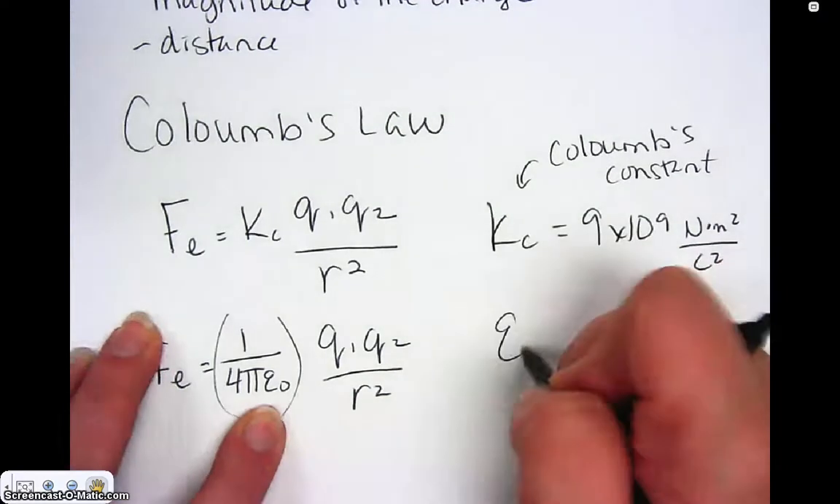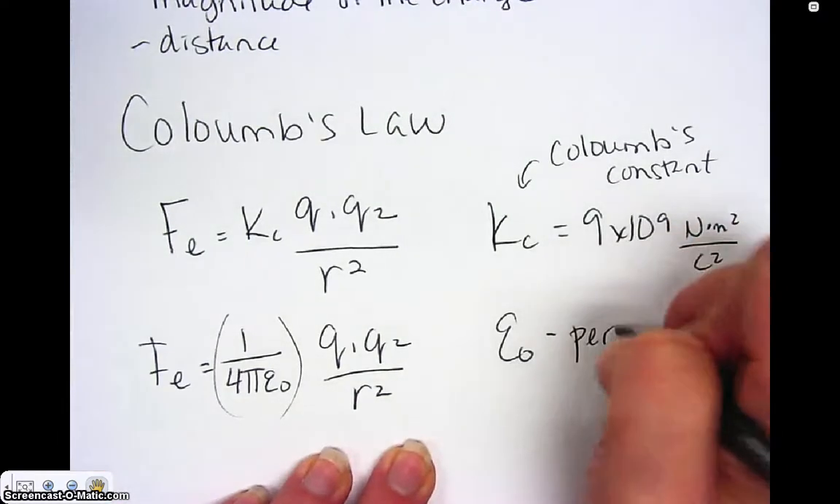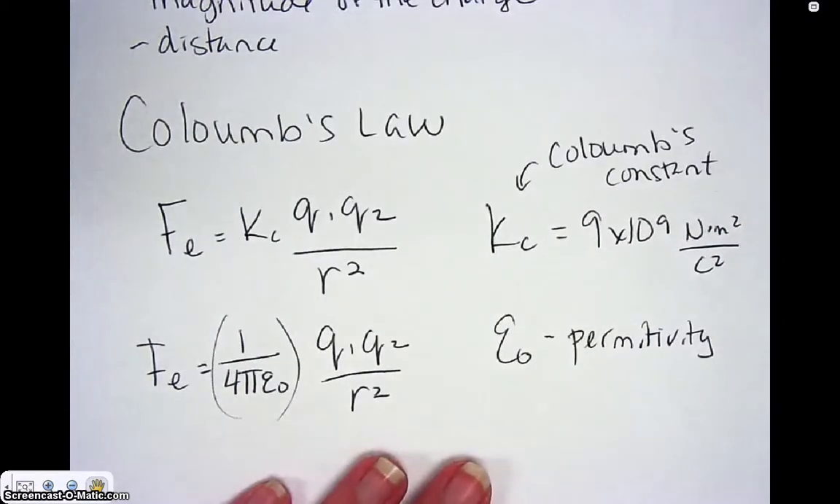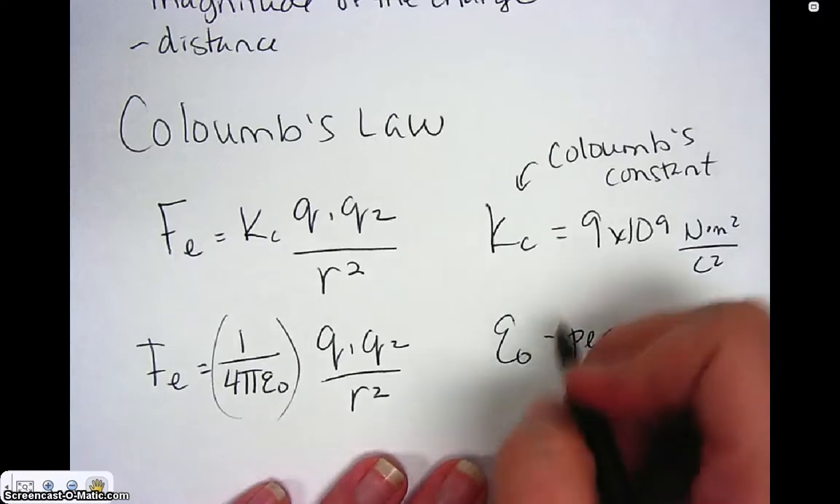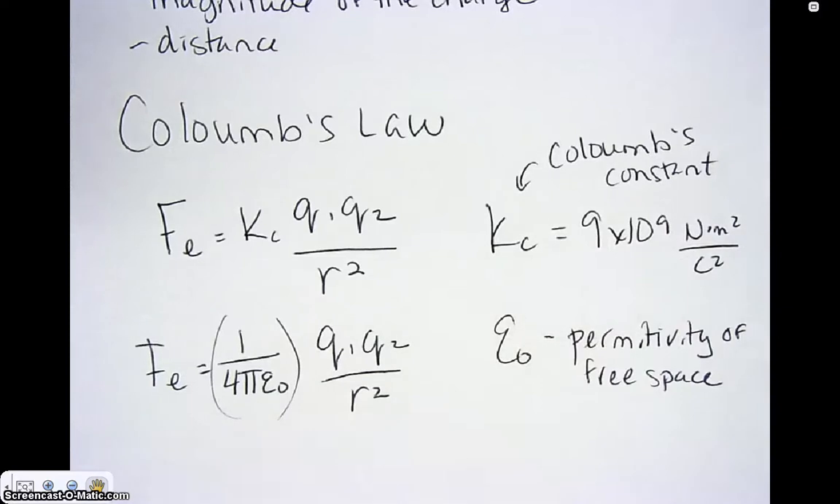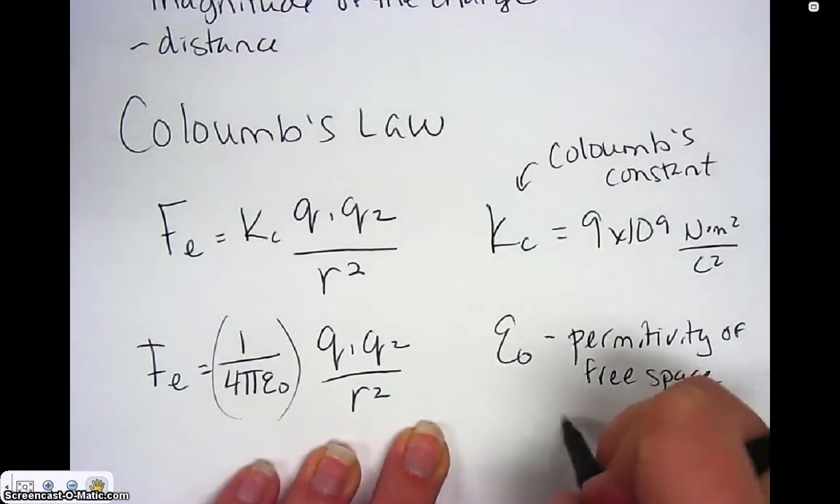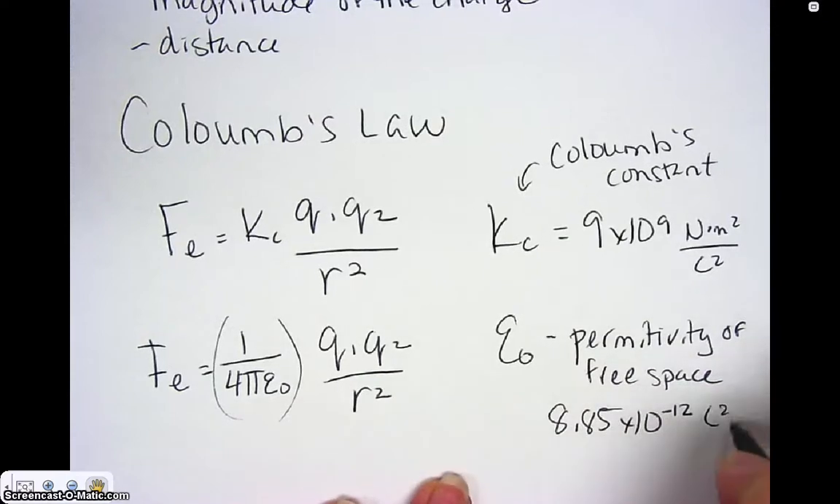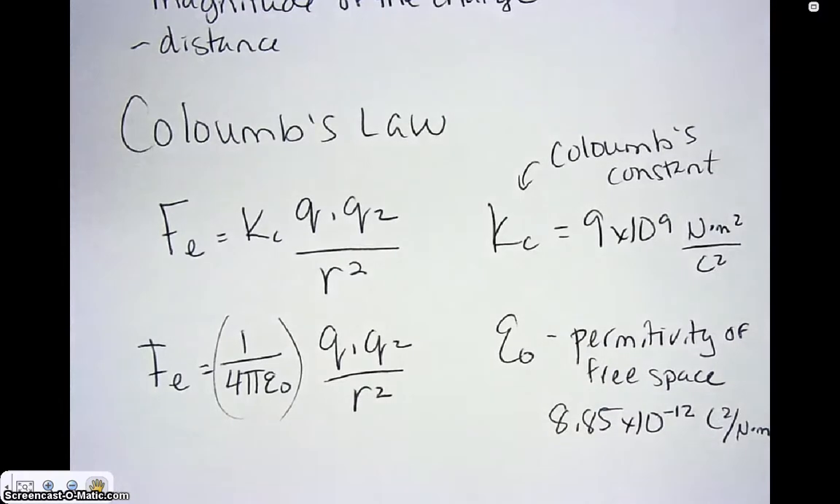This little epsilon sub naught is called the permittivity of free space. Not to be confused with the permeability of free space, which we'll talk about when we get to magnetism. It is permittivity of free space. Okay, and it's some weird number. It's actually a constant. It's 8.85 times 10 to the negative 12th coulombs squared over newtons times meters squared. And really, if you think about it, just the sound of it, it's the permittivity of free space. It's really a value that defines how easily force can be exerted through space.